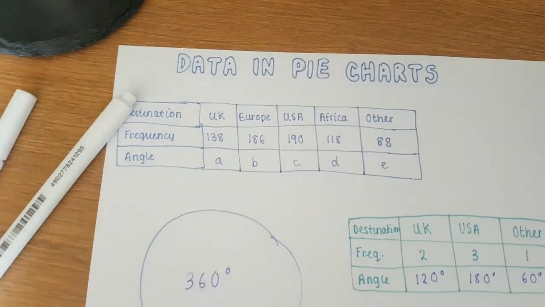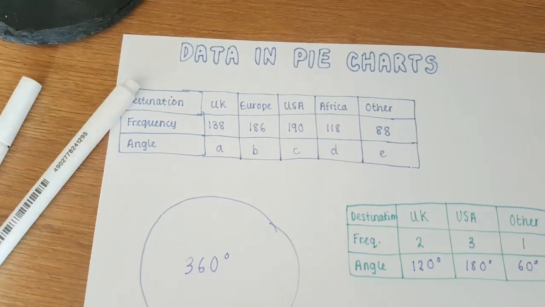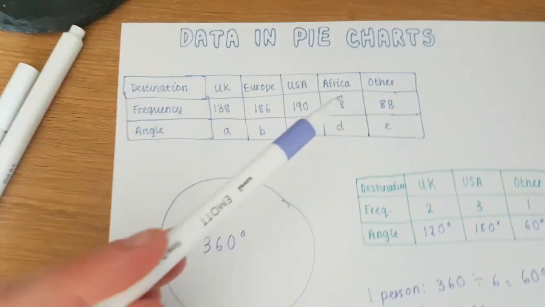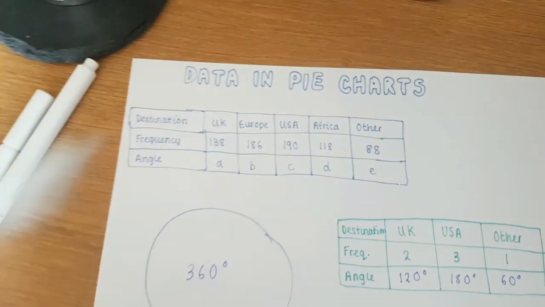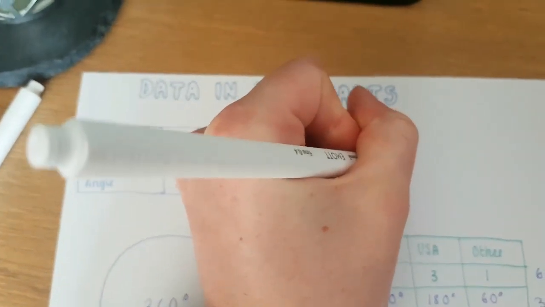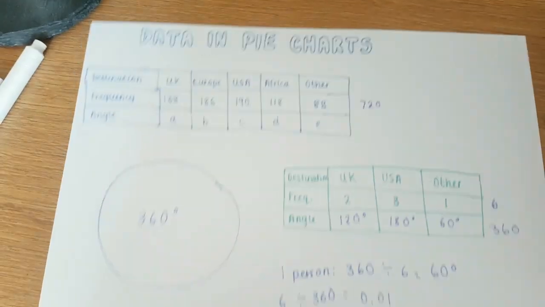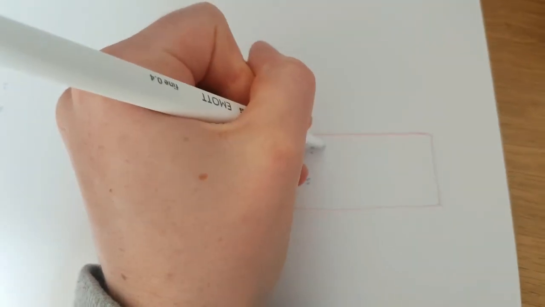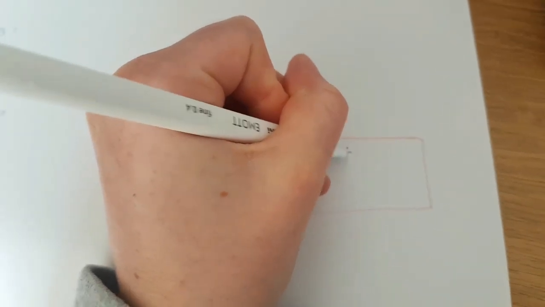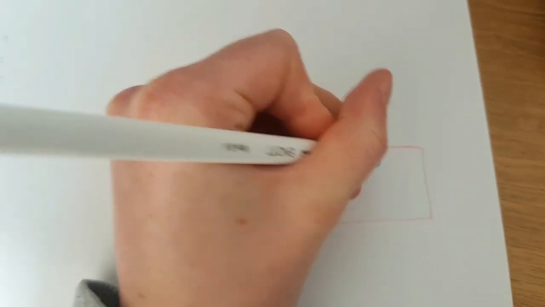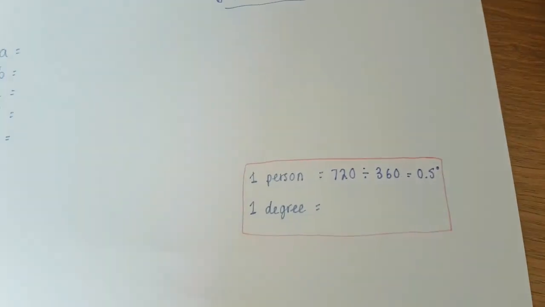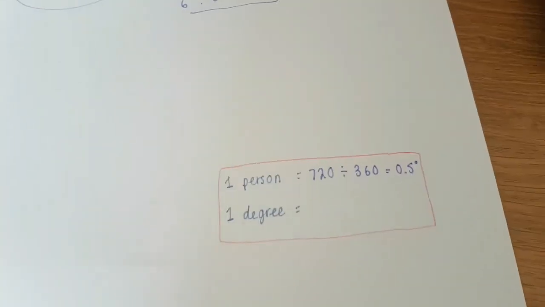Now the principle is exactly the same when we are looking at really high frequencies. Just because they are large doesn't mean the theory changes. So with this question, we would add up all of these frequencies here. So it would be 720. To find one person, we still have to divide 360 by the total frequency, which is 720, which gives me 0.5 degrees. So one person in each case is worth 0.5 degrees.